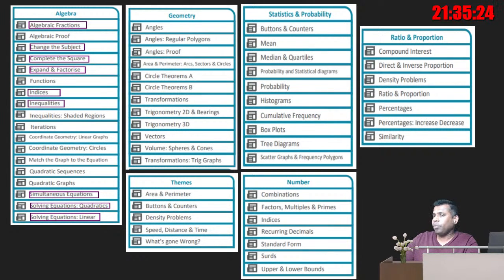All these topics are going to appear in all three of your papers. Maybe those who are sitting for the IGCSE paper, you are going to sit for two papers. You're going to be facing all these topics, right?